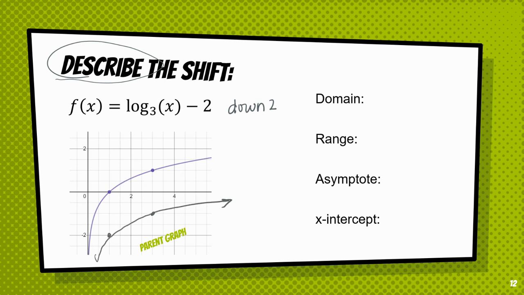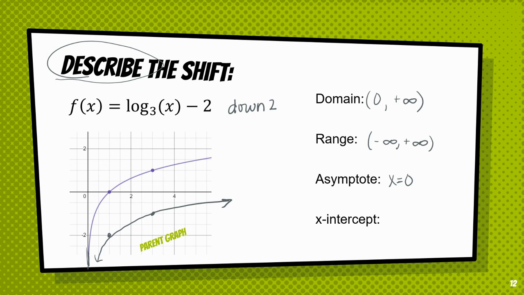So it would look something like this. However, that asymptote is still at x equals 0. That doesn't change. Remember, it only changes if there is a horizontal shift. In this case, it's vertical, okay? So the range is also still negative infinity to positive infinity, and the domain is still 0 to infinity. The x-intercept is the only thing that has changed. And we can't see that on our graph, so we would have to figure that out from the equation, okay? Which could be a lot of fun.